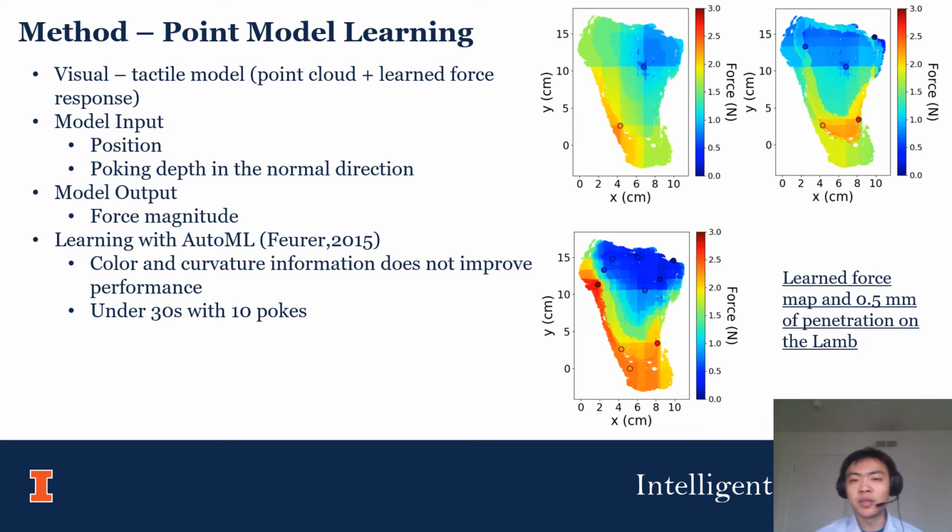On the right, we have our learned model predicting forces on the lamb. The colors show the forces predicted at 0.5 millimeters of penetration on the lamb. You can see that as the number of points increases, we are able to build a better, more refined model. Looking at the picture at the bottom, we can see that the red parts are where the bony part of the lamb is, and the blue part is where the flesh is, and that's why it's softer.